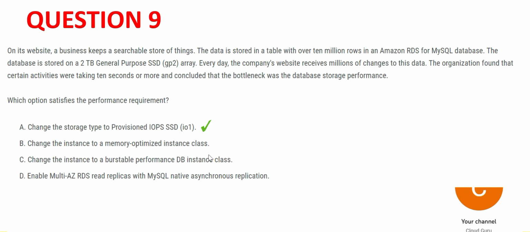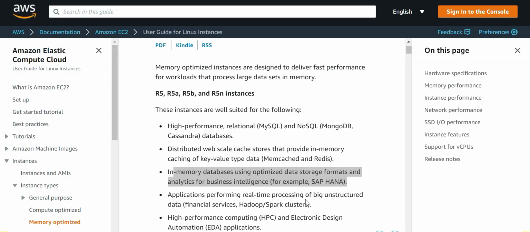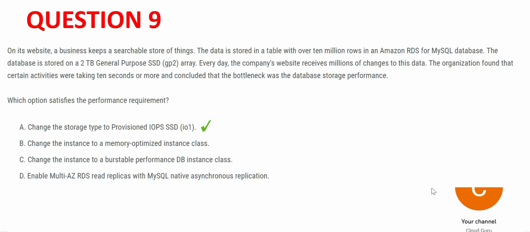Let's still see B, C and D. This is suitable for in-memory databases like HANA. Why? Because HANA takes a lot of data in memory and does processing in memory. So if you have something like Tableau getting reported, you can make this database change the instance. But in this use case, there is no need of doing that. There is nothing here which says that in-memory processing is required. All processing has to be in the database. So you have to change the storage type and not the instance type.